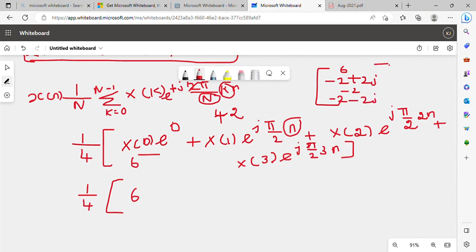We have got this as the resultant, and I am going to use it over here. So my x of 0 would be this 6. My x of 1 would be minus 2 plus 2j. My x of 2 will be minus 2, and x of 3 will be minus 2 minus 2j, right? So I'll take 6 over here.